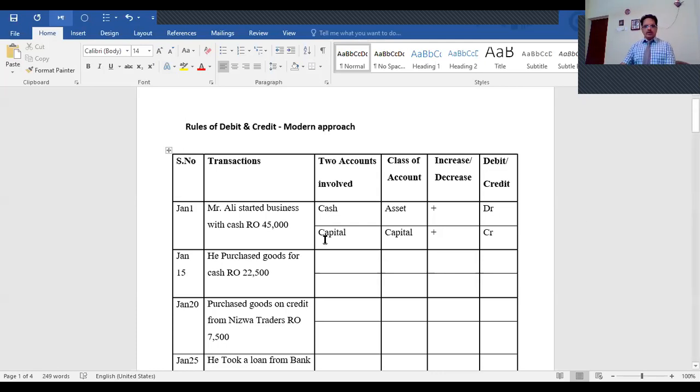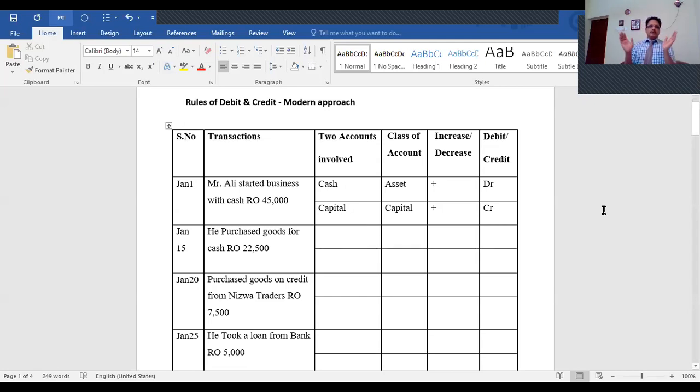So the first one you understood: when Ali started business with cash 45,000, there are two accounts related, cash and capital. First you have to decide the two accounts. Then second, you have to decide cash is which type, which class of asset. Cash is an asset, a current asset. No need to write current asset specially. All the assets follow the same rule.